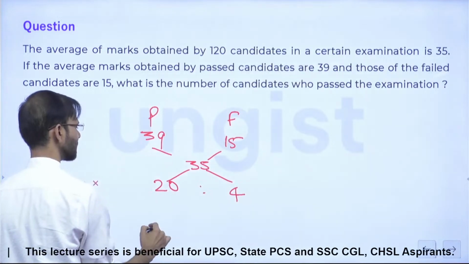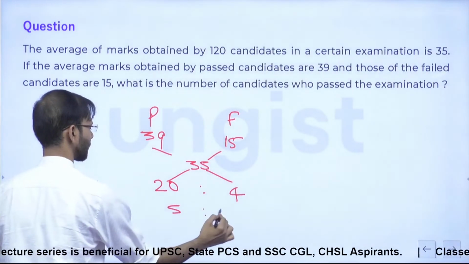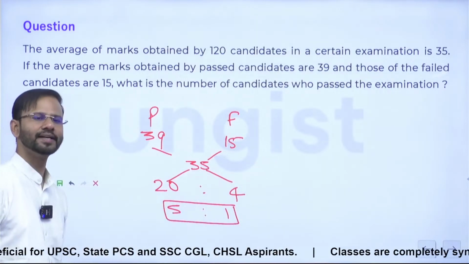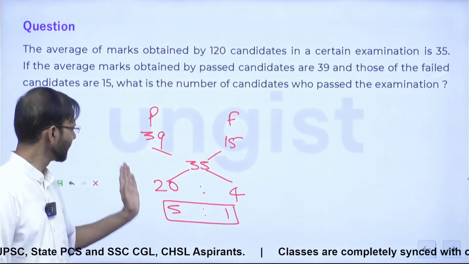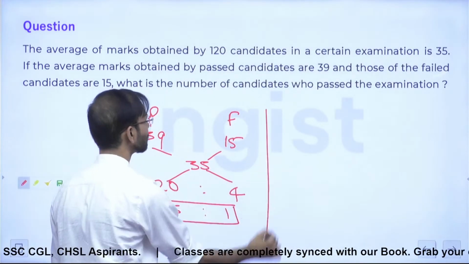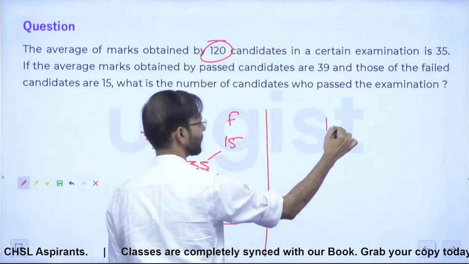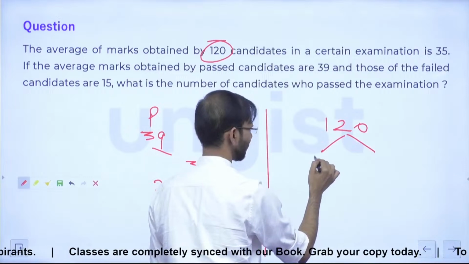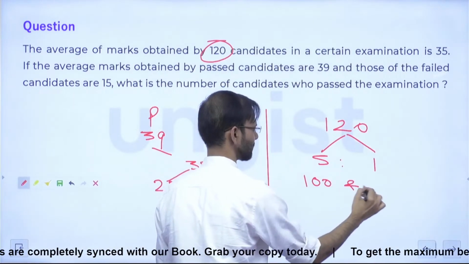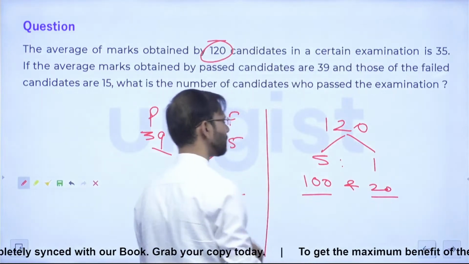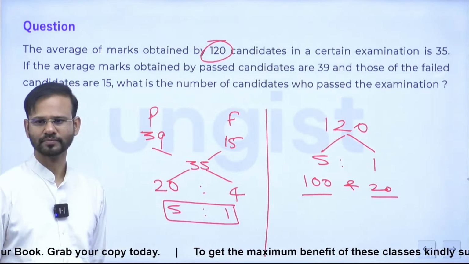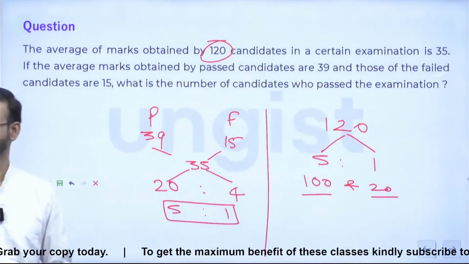So this is what guys? This is 5:1. So the ratio of failed candidates to passed candidates is 5:1. Total how many candidates are there in the group? 120. So 120 will be divided in the ratio of 5:1. So passed candidates are 100 and the failed candidates are 20. Right? Okay.